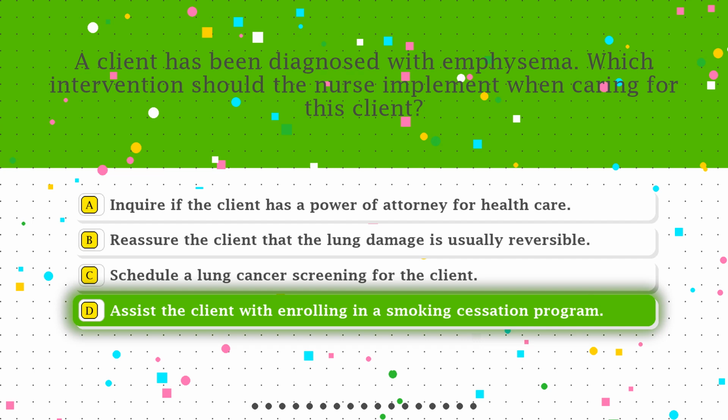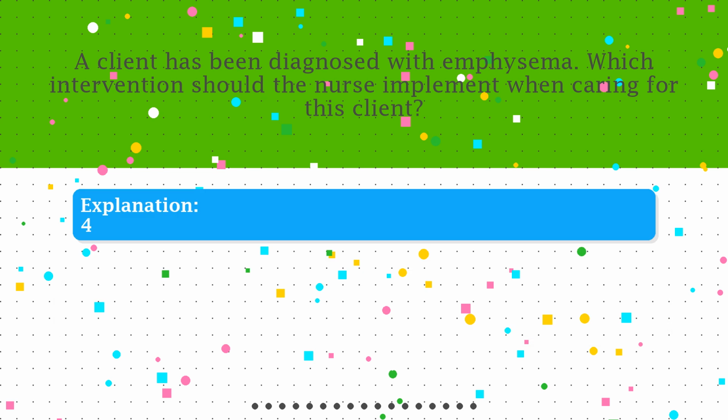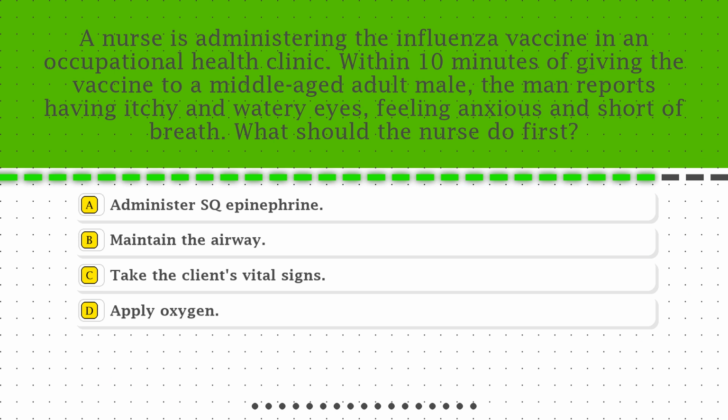The correct answer is option D. Assist the client with enrolling in a smoking cessation program. Question 14. A nurse is administering the influenza vaccine in an occupational health clinic. Within 10 minutes of giving the vaccine to a middle-aged adult male, the man reports having itchy and watery eyes, feeling anxious and short of breath. What should the nurse do first?